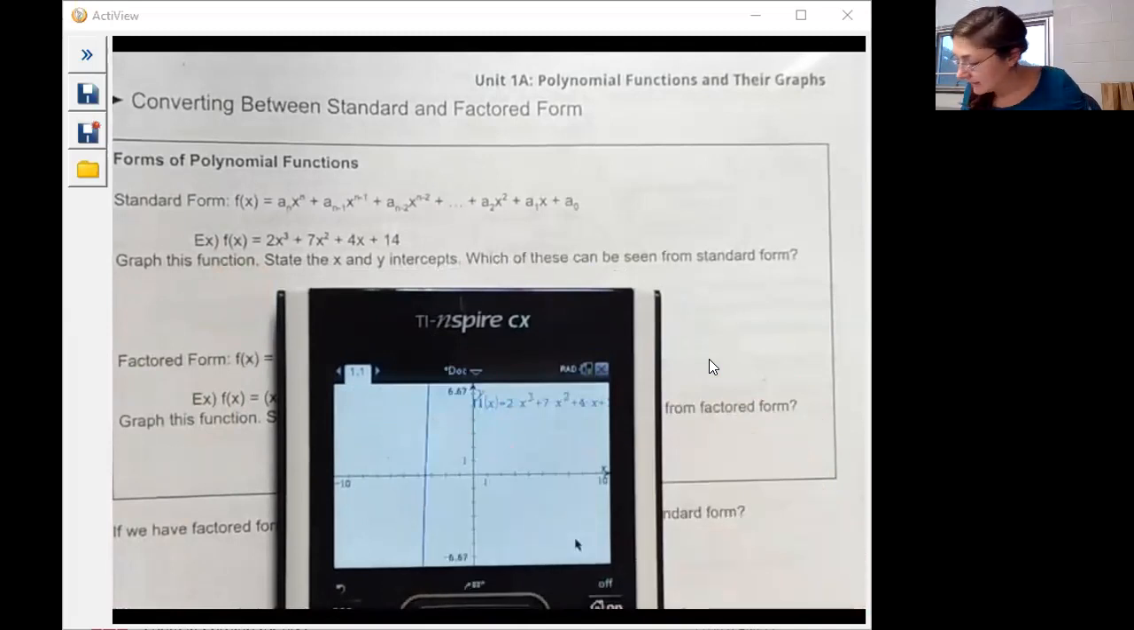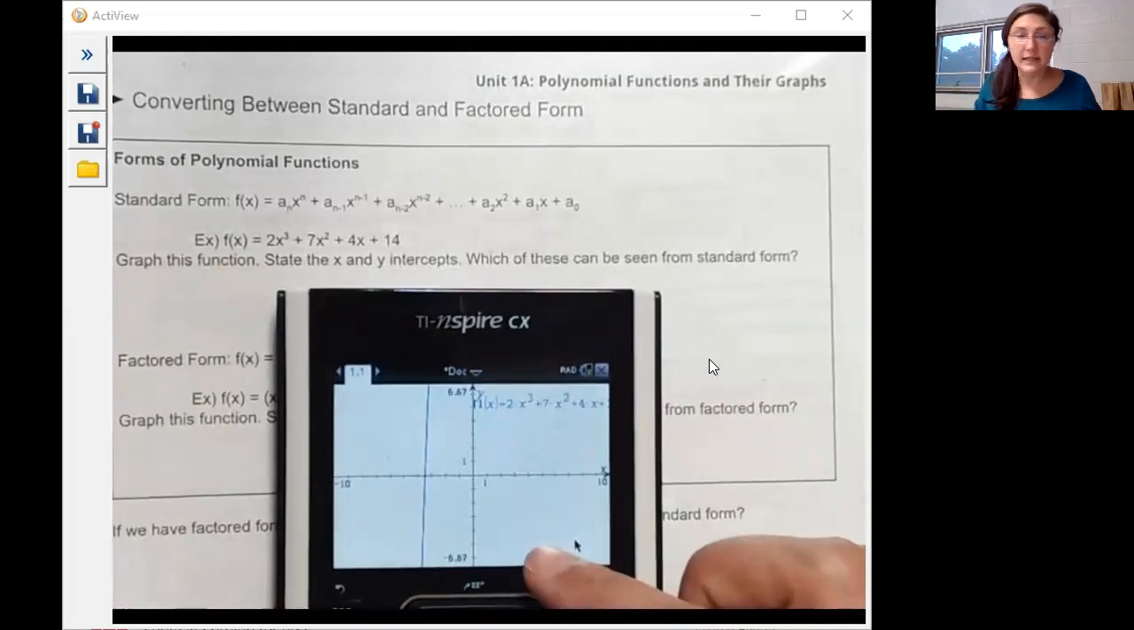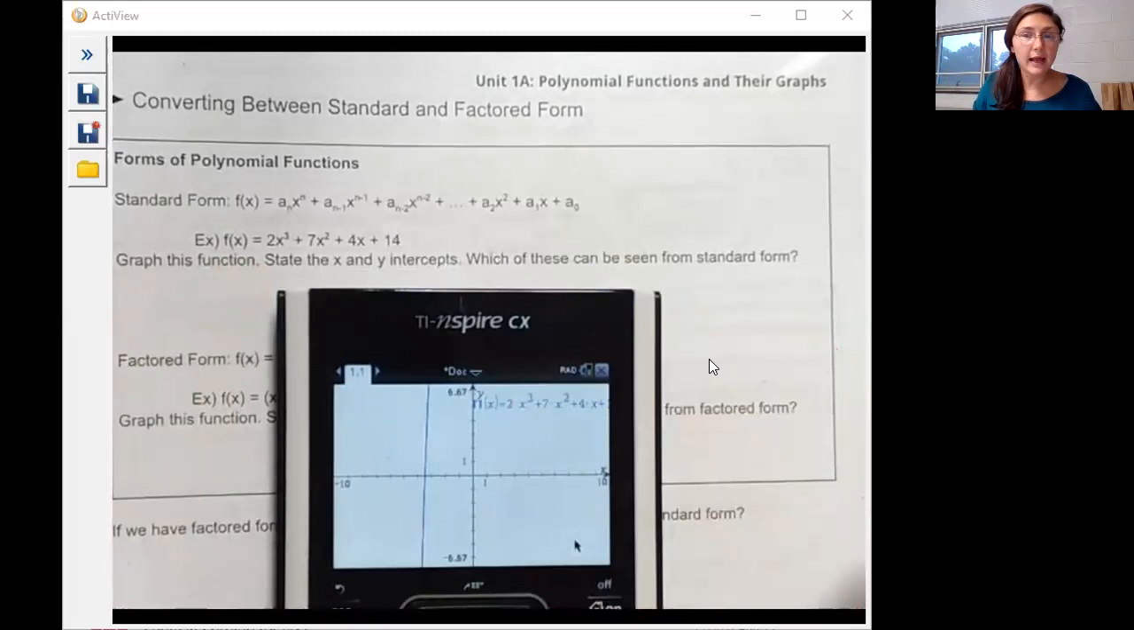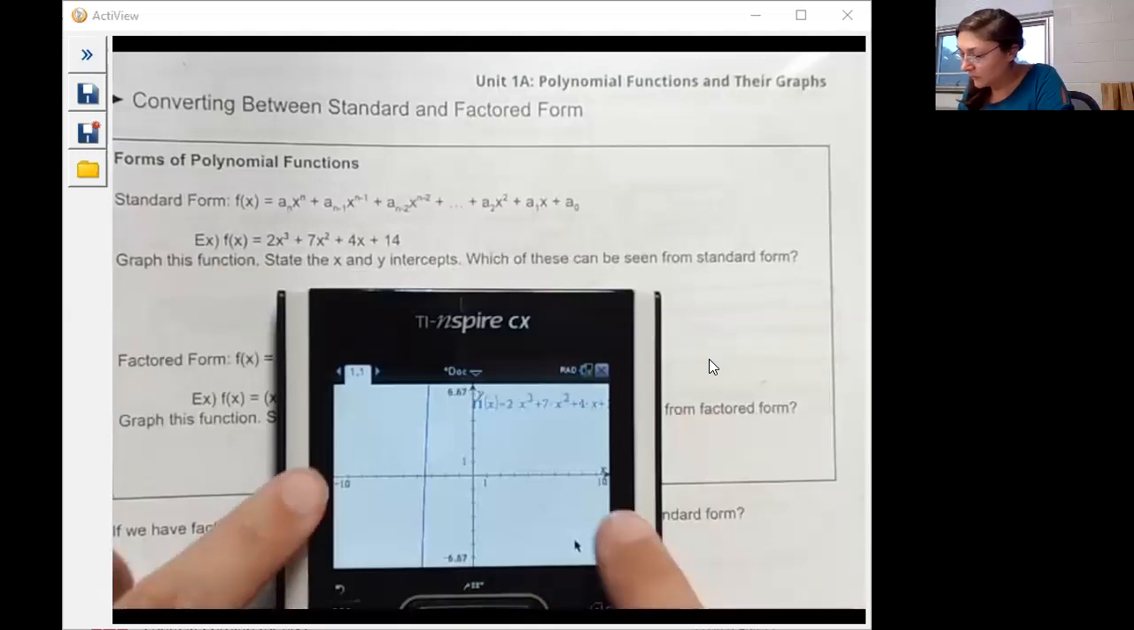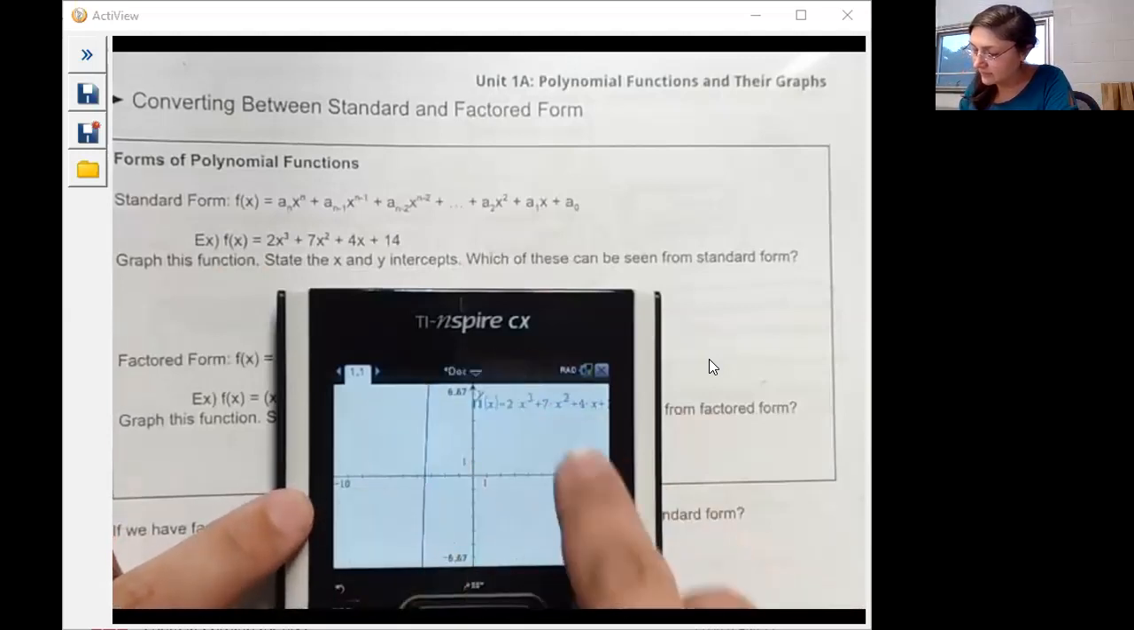One thing I want to point out to you guys is an issue that I frequently have: you will graph something, you will get something that looks just like a line, or you get nothing at all, and then you panic and say, Miss Lucia, my calculator's broken. Your calculator is not broken. I want you to remember that when you graph something on your calculator, you're getting a very small picture of that graph. So we're only getting this portion of our graph right around the origin.